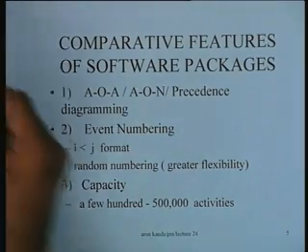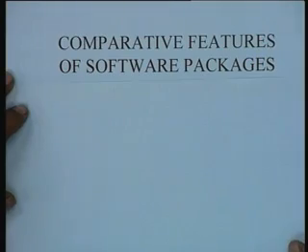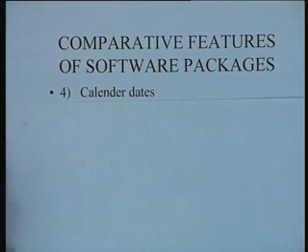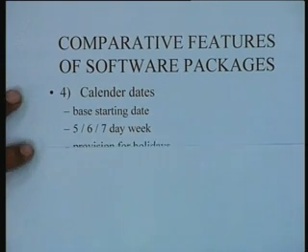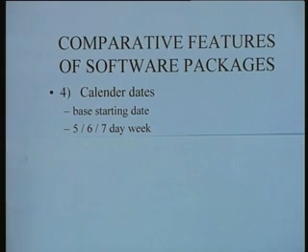The fourth feature which needs to be compared in software packages is what we call calendar dates. Whenever we prepare a schedule, we would like it to be translated into working days on the actual calendar followed by the project staff. So there is a provision in most packages to adopt what is called a base starting date, and depending upon it you can set either a 5-day, 6-day or 7-day working week as the case may be.